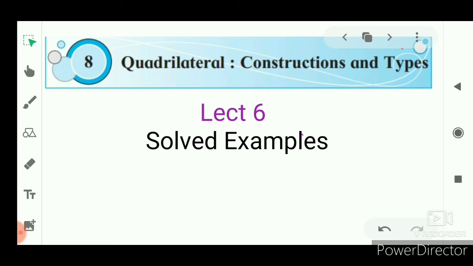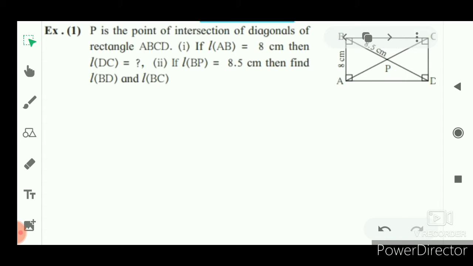In this video let's see some examples based on these three quadrilaterals, that is rectangle, square and rhombus. So the first example, see on page number 45. The very first example is: point P is the point of intersection of the diagonals of rectangle ABCD.